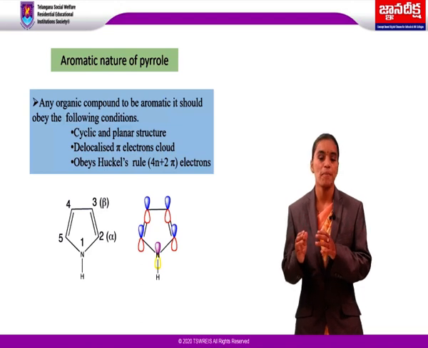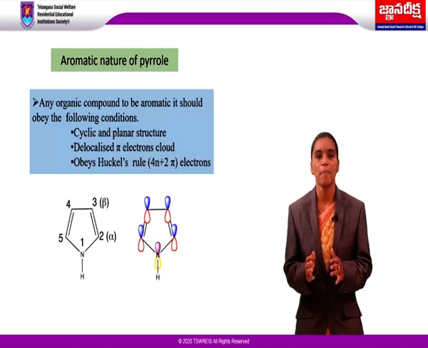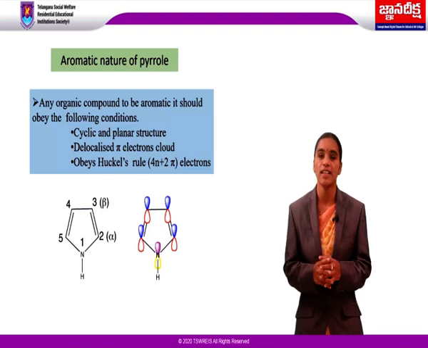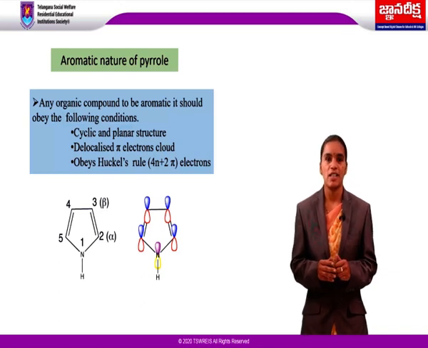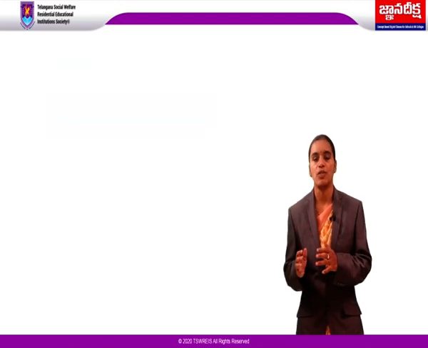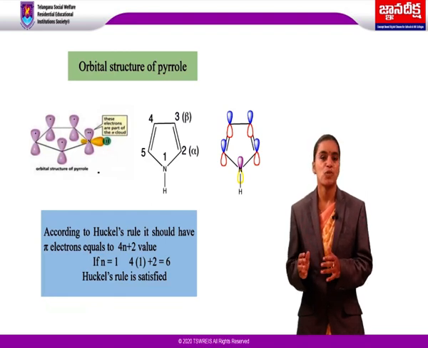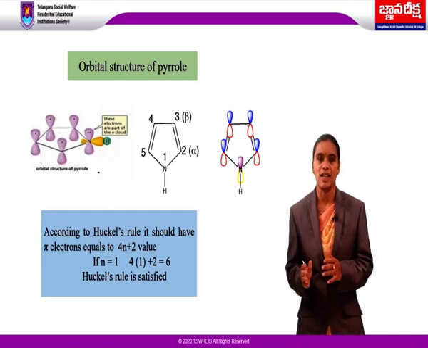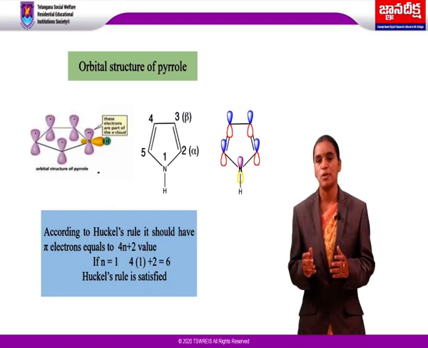4 pi electrons are from 2 double bonded carbons and a pair of non-bonding electrons from the heteroatom. And these 6 pi electrons in conjugation means it is having a delocalized pi electron cloud. And it should obey Huckel's rule. According to Huckel's rule, it should have pi electrons equal to 4n+2. If n equals 1, then 4 into 1 plus 2 equals 6. So therefore, Huckel's rule is satisfied. Since it is following all aromatic conditions, pyrrole is an aromatic compound.